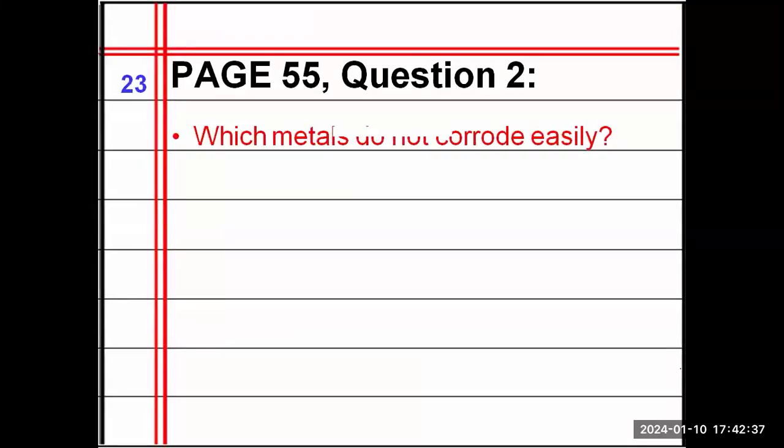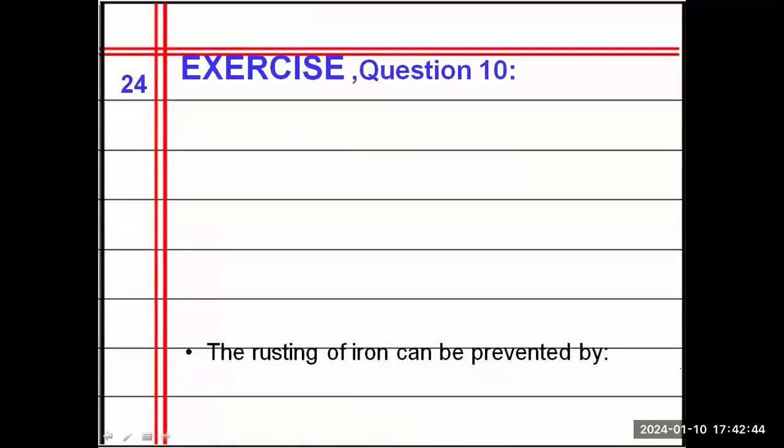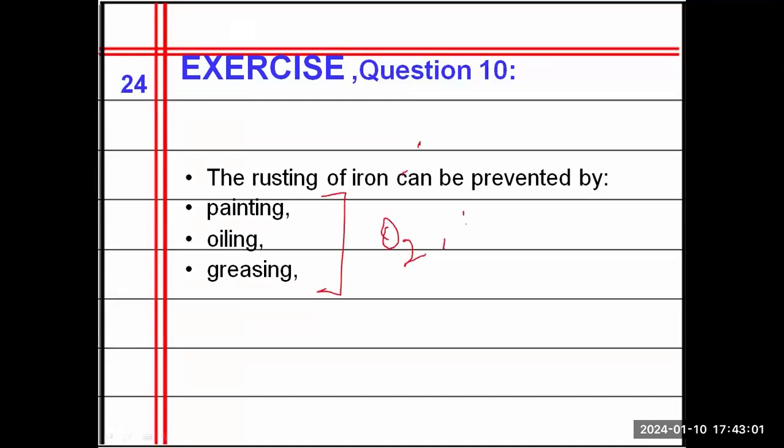The metals which do not corrode easily are the least reactive metals like gold, platinum. How can the rusting of iron be prevented? You can do painting, oiling, greasing, any which way you have to cover the surface of the metal so that you avoid them coming in contact with oxygen. You have to block the oxygen supply or the supply of moisture.